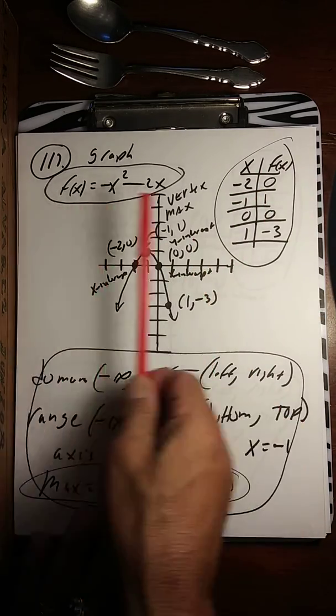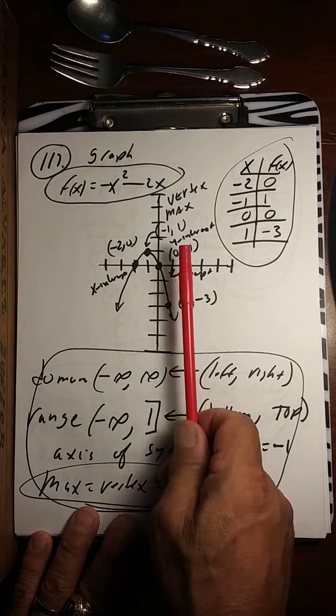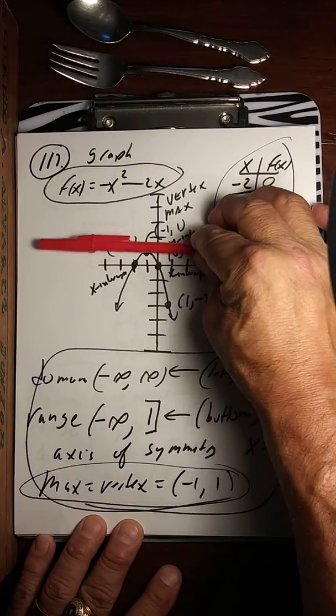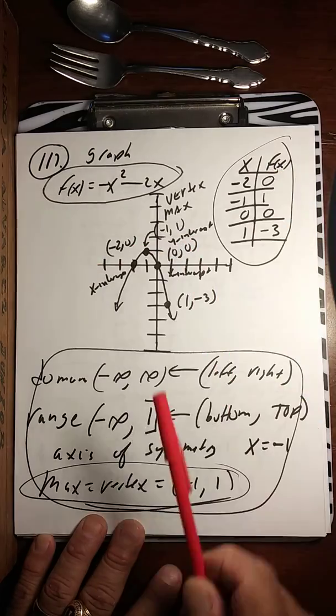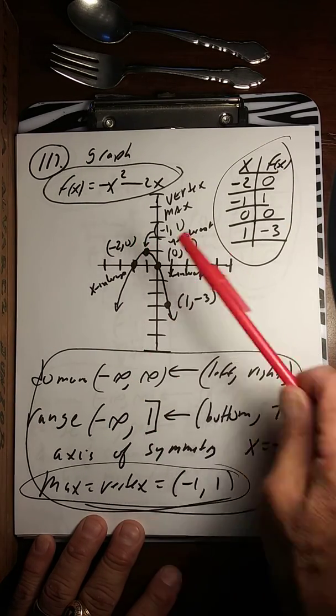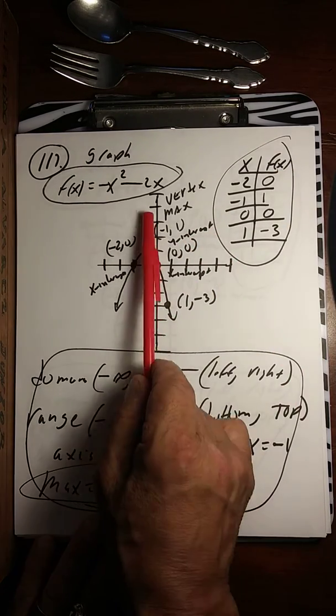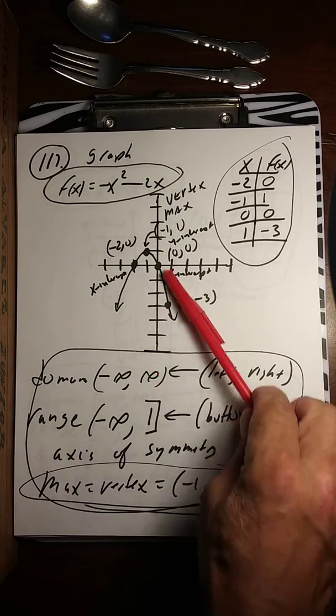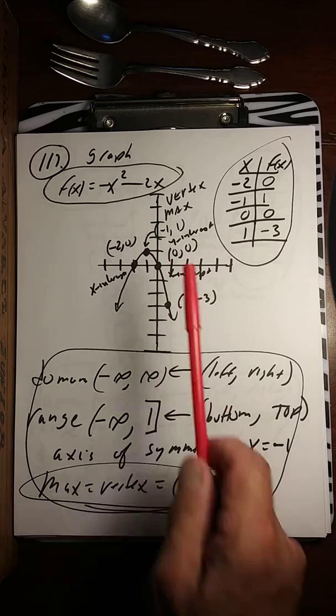So domain, negative infinity, left and right. Range, it goes from negative infinity, stops right there. Negative infinity to 1, stops right there. Axis of symmetry is x equals -1 right there. And this is the max because it's right there. So the max is at -1 and 1.